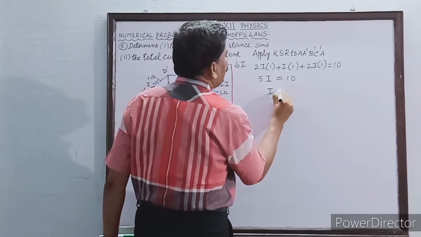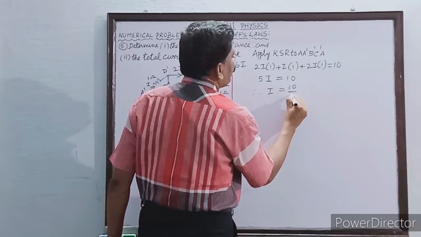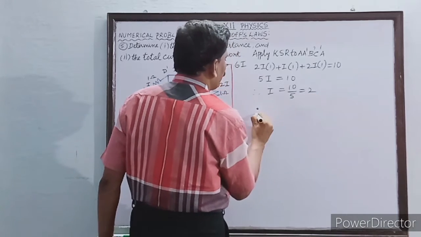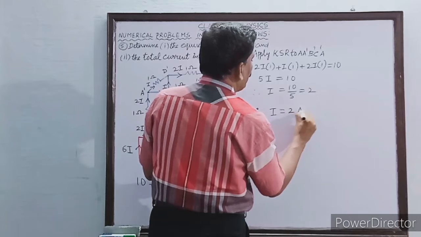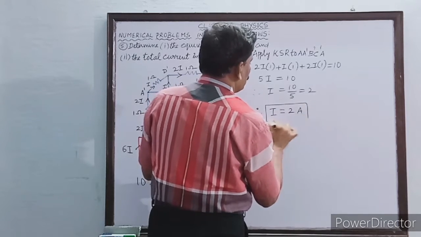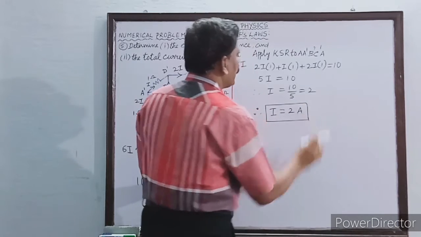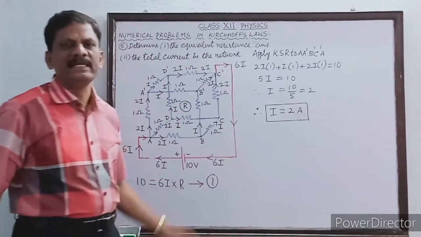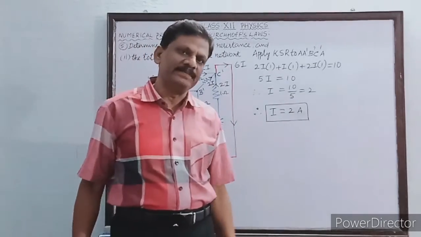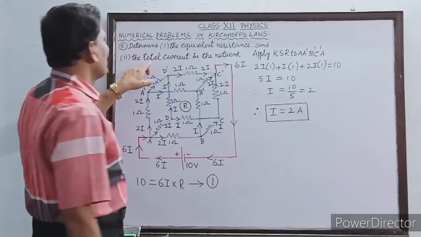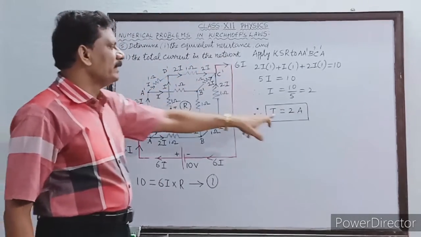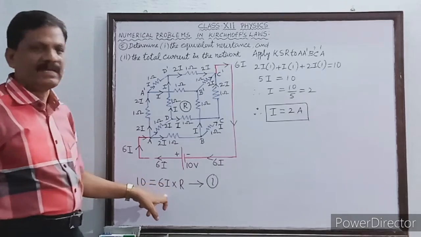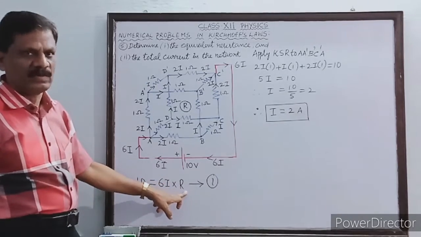Therefore, I is equal to 10 by 5, that is equal to 2. Therefore, the current in the circuit I is equal to 2 ampere. So the second part we have found, the current in the network. And if you apply this value in the first equation, we can find the value of resistance also.